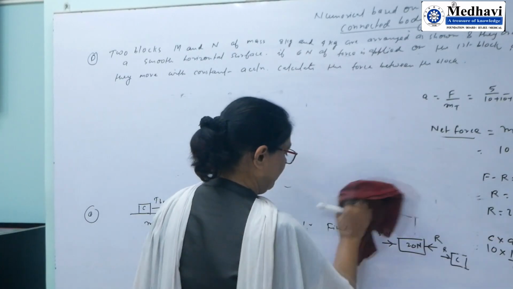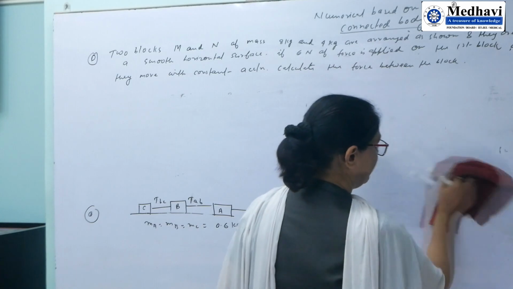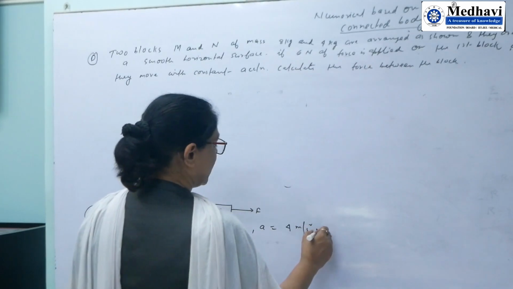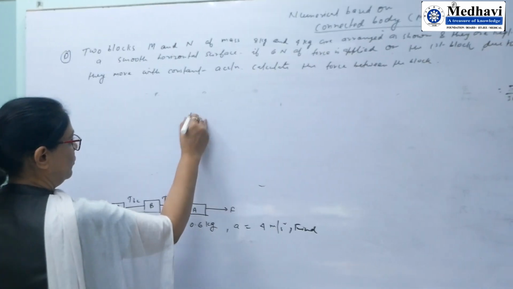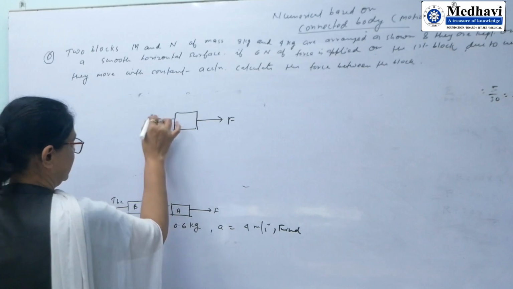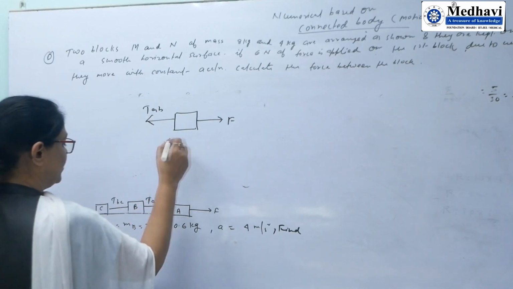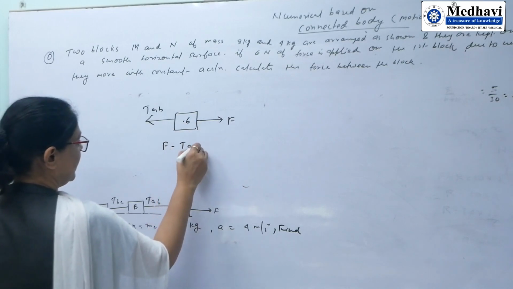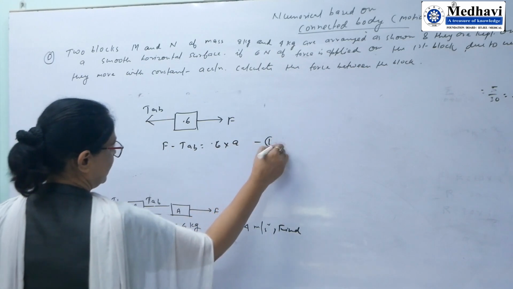This is important. We need to find F. Here the unknown is F, not A. A is given. You have to find F. So directly you can make the FBD. For A, you can use the diagram. This is F and this is TAB. And A is given 0.6. So you can write F minus TAB is equal to 0.6 into A. Number 1 equation.